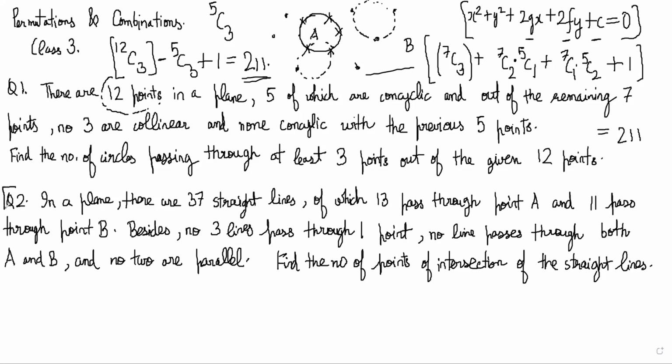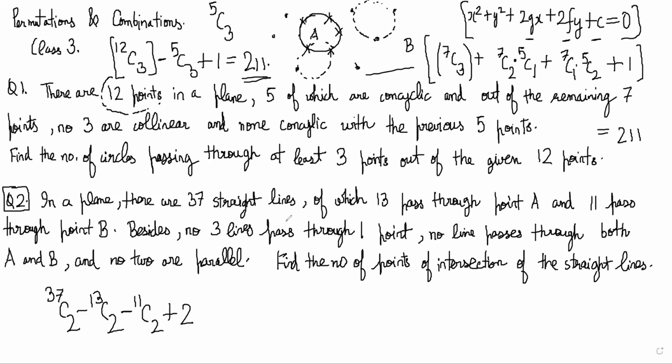Okay, question 2, think about that. We can do question 2 with the second method by saying that the 37 lines will have 37C2 points of intersections, but because the 13 lines of A and 11 lines of B cannot intersect, they are intersecting in one point. So we can say that minus 13C2 minus 11C2, plus 2 because they are actually contributing one intersection point each.